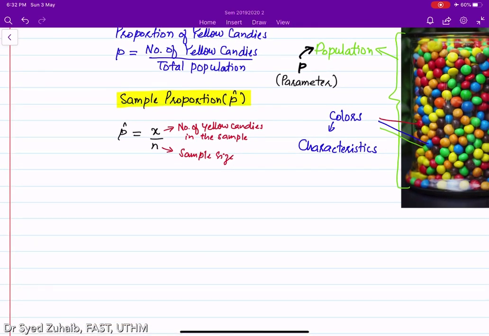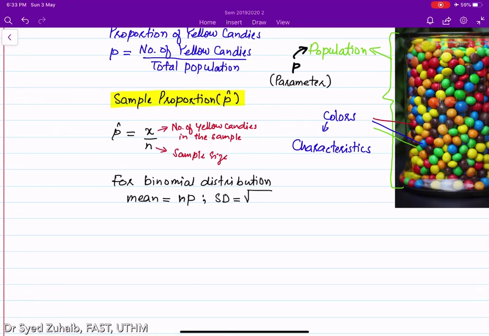Here x is a binomial random variable because it has only two possible outcomes, and we know that for binomial random variable, the distribution is called binomial distribution. And for binomial distribution, mean is equal to n times p, and standard deviation is equal to square root of n times p times q.